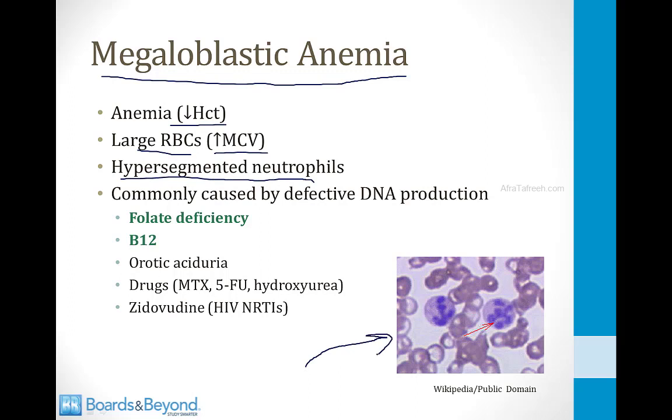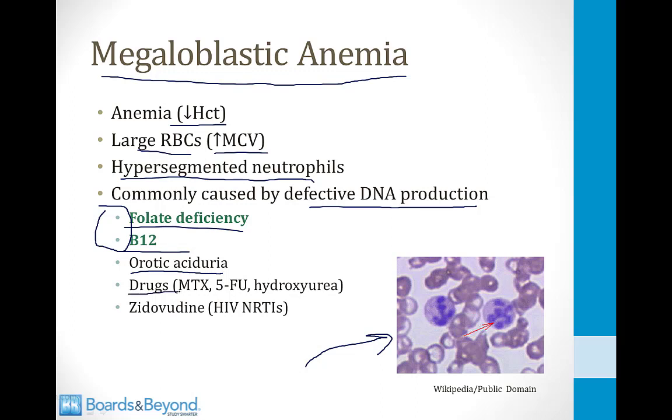And megaloblastic anemias are caused by processes that lead to defective DNA production. The 2 classic causes are a folate deficiency or a B12 deficiency via all of the mechanisms I showed you on the last few slides. There is a rare inborn error of metabolism called orotic aciduria, which I discussed in some of the other biochemistry modules, and it can lead to a megaloblastic anemia.